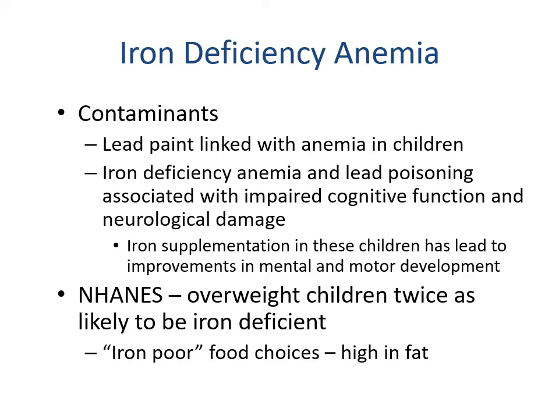Other things we see, according to NHANES, is that overweight children are twice as likely to be iron deficient, as they make iron-poor food choices and instead are typically eating foods higher in fat. For example, French fries, potato chips, etc. are high in calories, but low in iron.